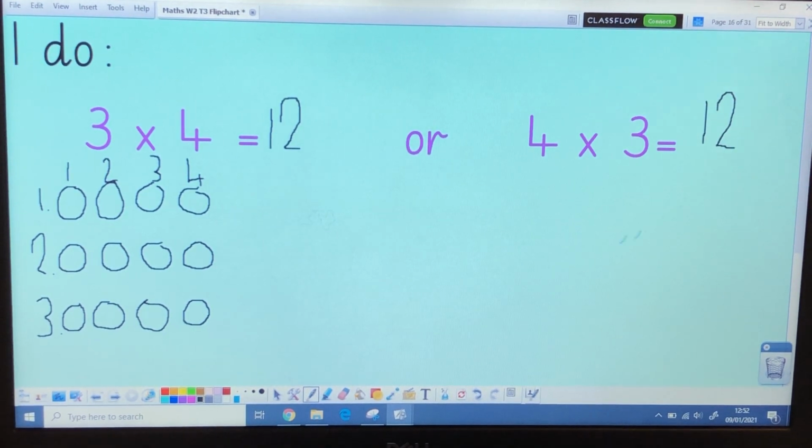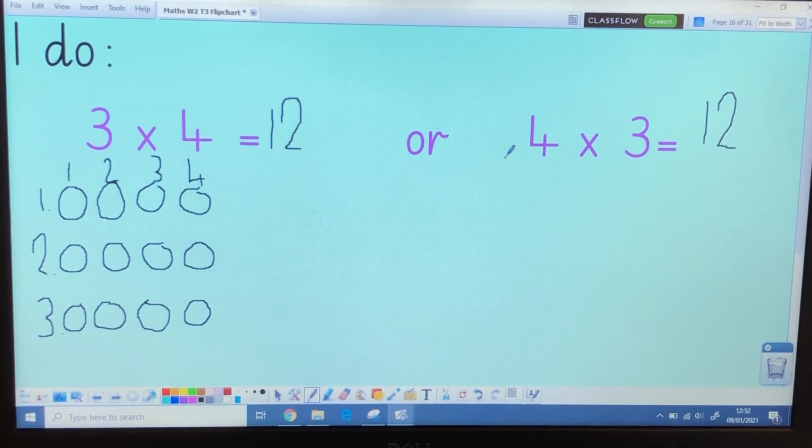But if this was our first sum, 4 times 3, remember the first number tells us how many groups, so you might draw it like this. And both arrays give you the same answer. So there's our 4 groups, and we need 3 in each.